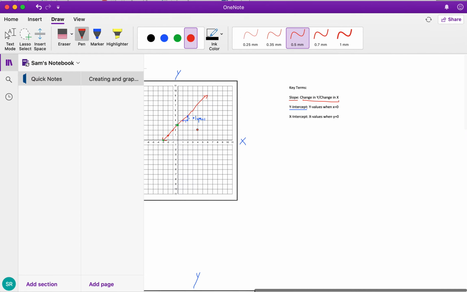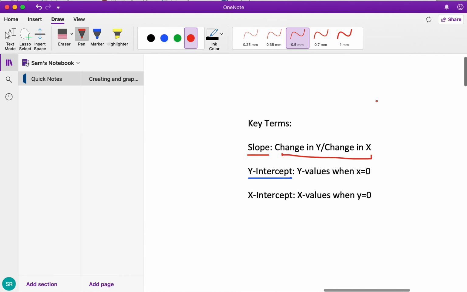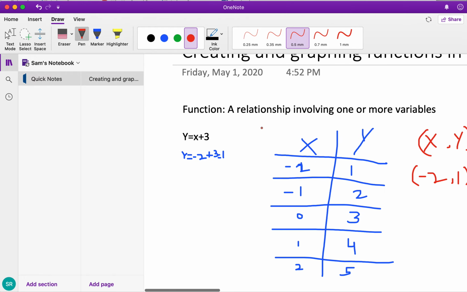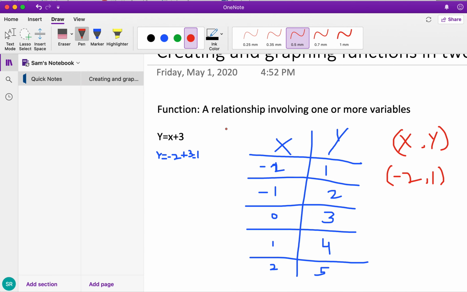I'm going to zoom in right here on the terms again, if you guys want to pause on this page. So our slope again is our change in y over change in x. A y-intercept is a y value when x is 0, and our x-intercept is an x value when y equals 0. And once again, a function is a relationship involving one or more variables.